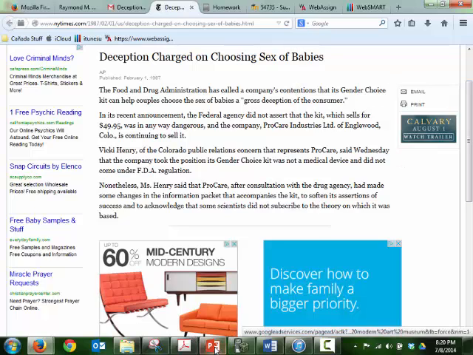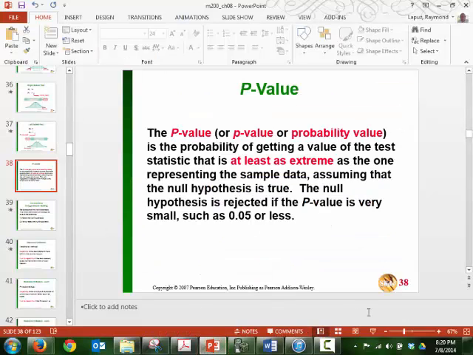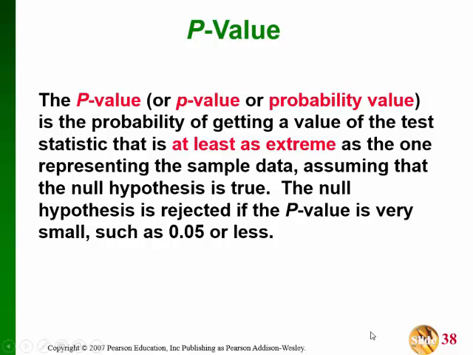All right, back to our presentation here. We're looking at a p-value. What's going to happen here with a p-value is that it's going to make things a lot easier for us in terms of the calculations, and we are going to rely on technology, computers and calculators, to help us find p-values.